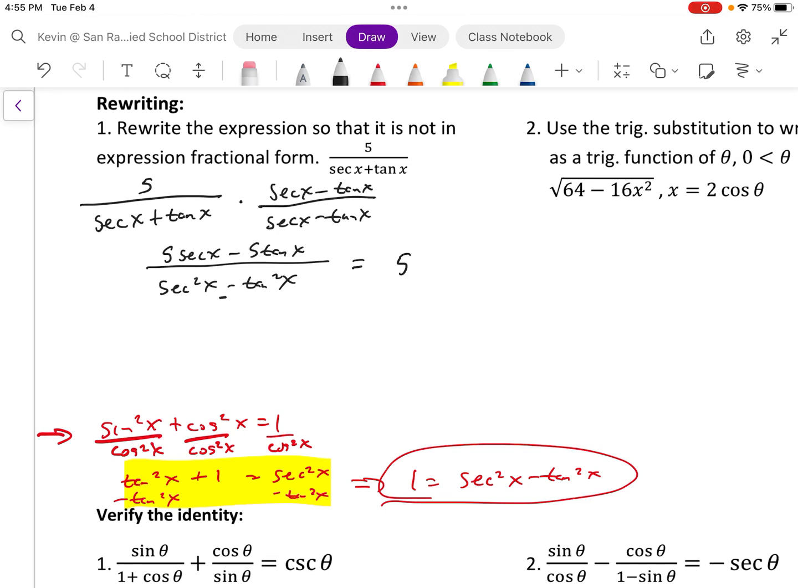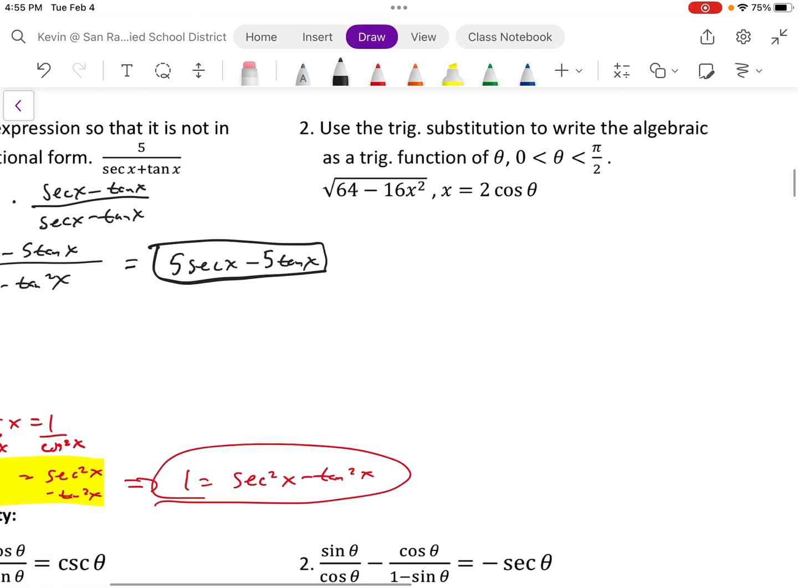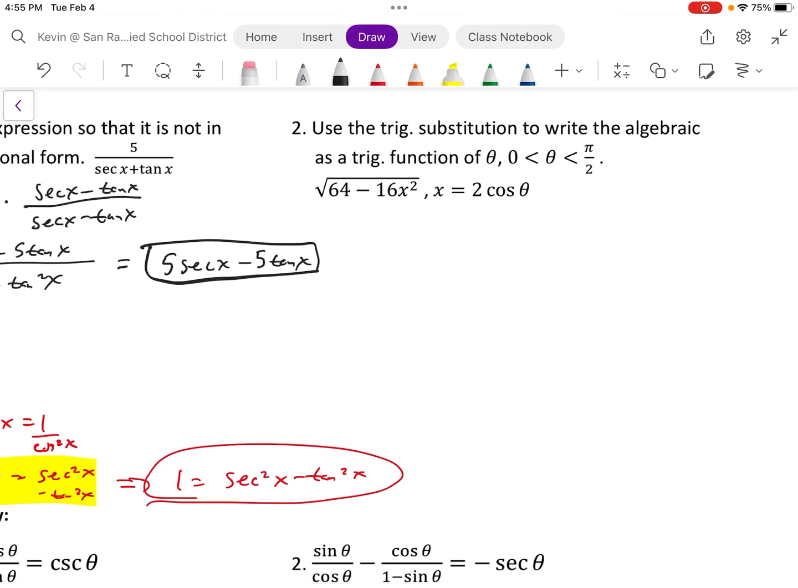So if secant squared x minus tangent squared x equals 1, then that's great. Then the denominator equals 1, so I have 5 secant x minus 5 tangent x. So I've done what it asked. All it wanted me to do was to rewrite it so it's not a fraction. So I've done that. Okay.